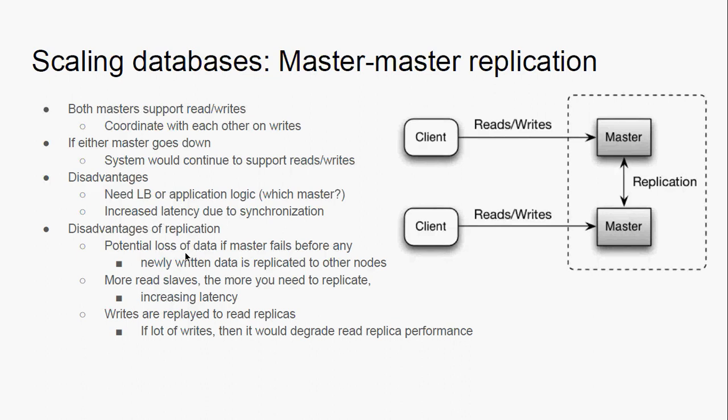The general disadvantage of replication, of both the previous and the current one, is that if one of the masters fails before sending the write information to the others, there is a potential loss of data. Suppose it got a write request but went down; in that interim time, there will be a little window where you lose some of the writes.